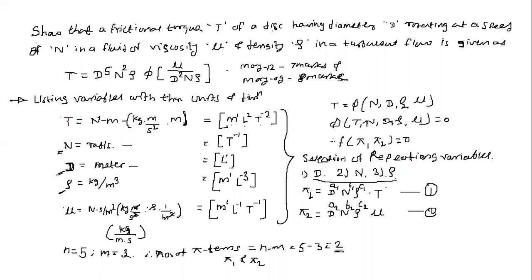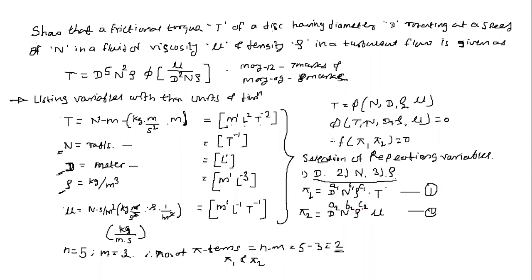Now the remaining variables are only t and mu. With these 3 repeating variables, we will have the combination of t in one pi term, and in another pi term the combination of mu. We wrote these as equation number 1 and equation number 2, along with the unknown powers: a1, b1, c1 for the first pi term, and a2, b2, c2 for the second.